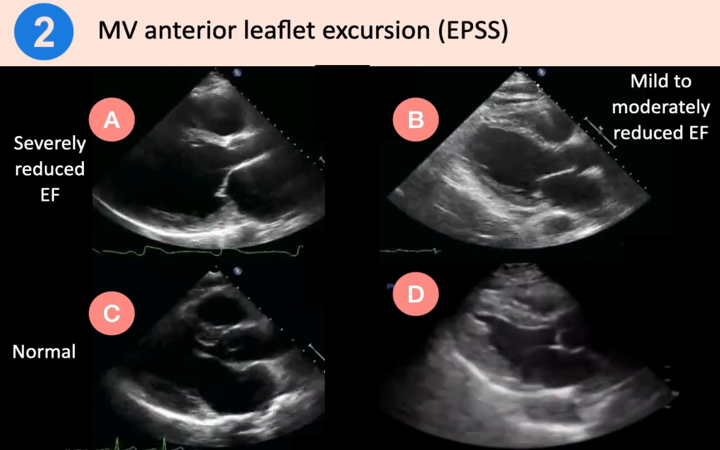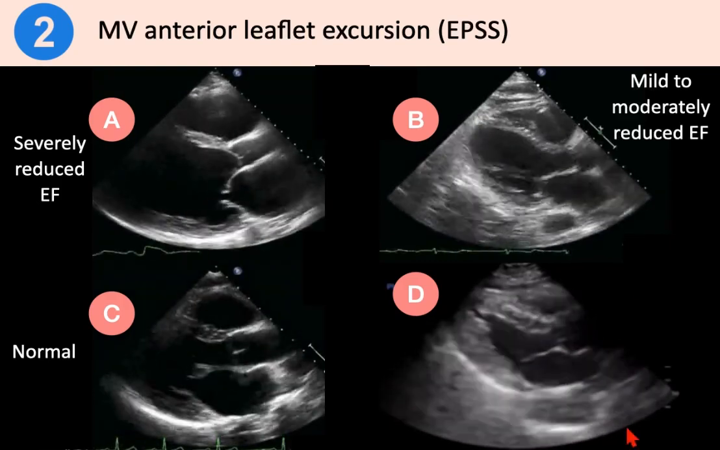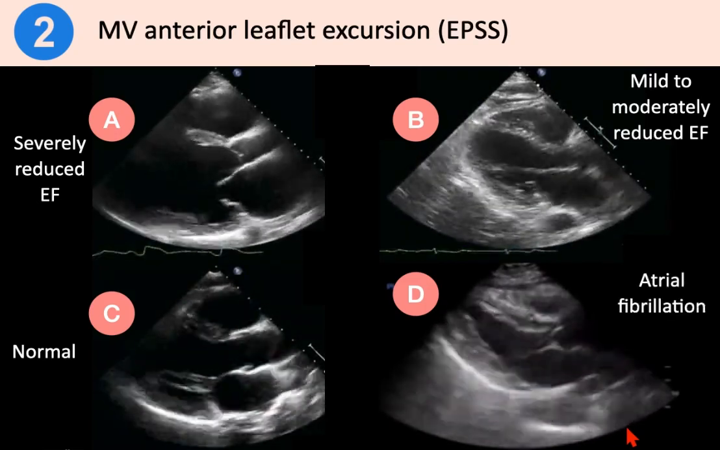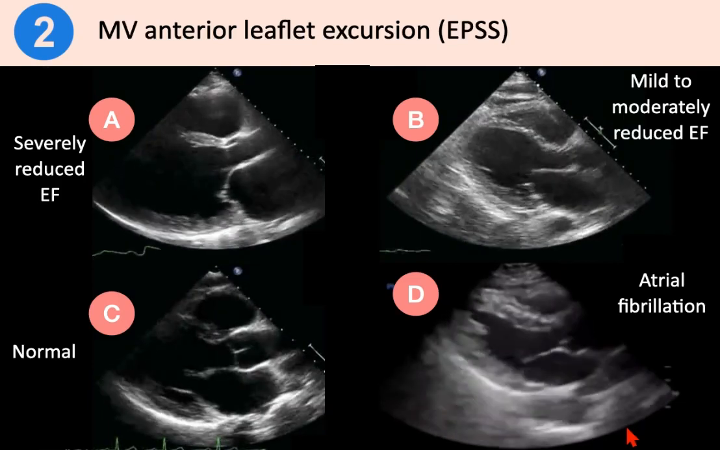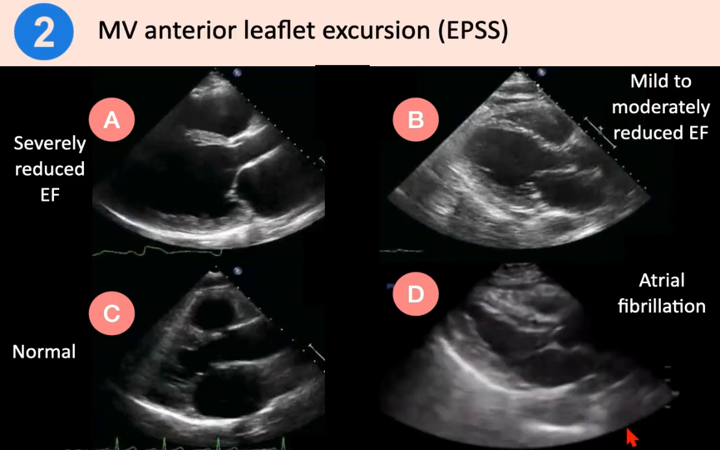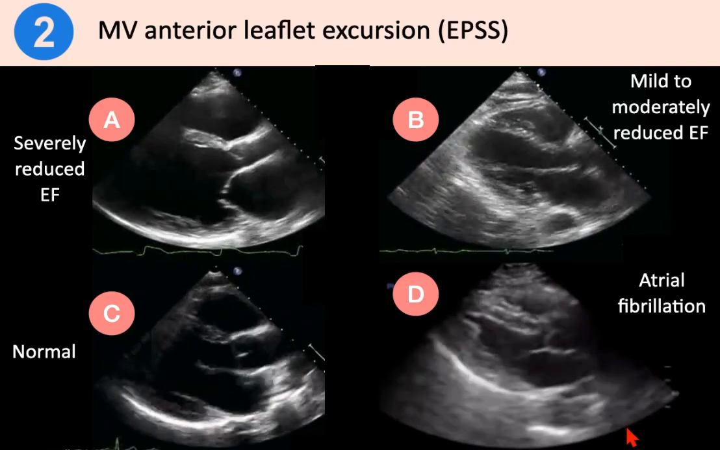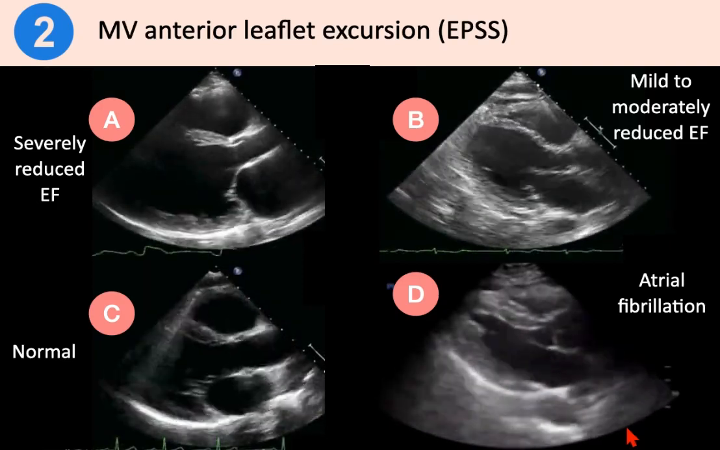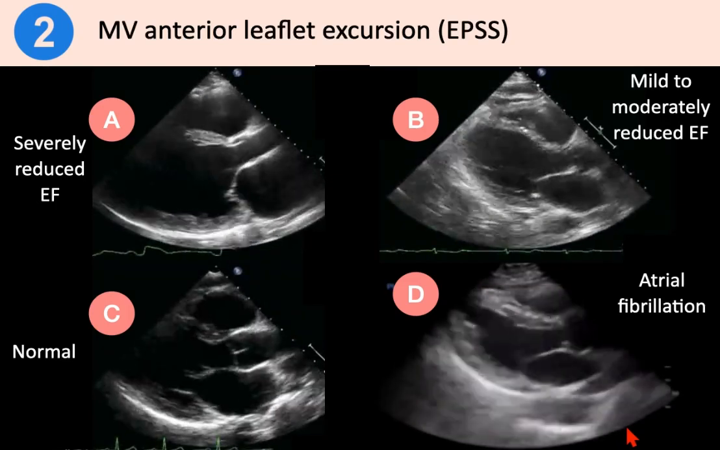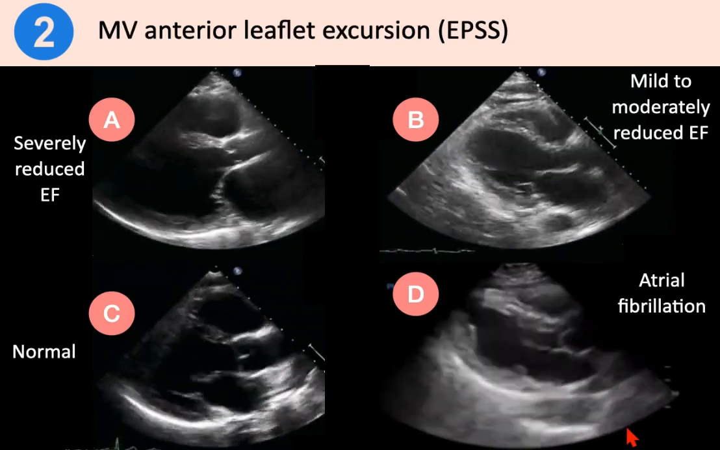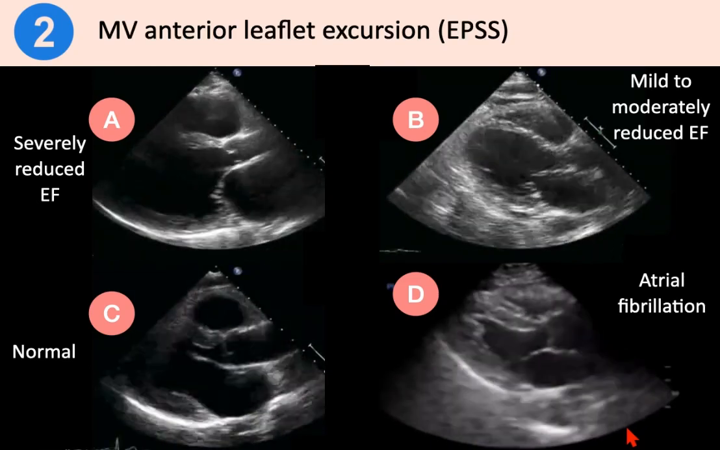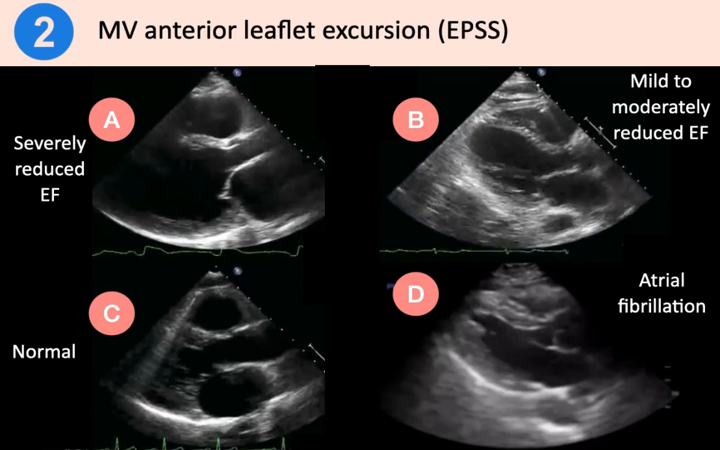Let's take a look at patient D. Patient D demonstrates the limitation of using mitral valve anterior leaflet excursion in our estimation. Patient D has atrial fibrillation. So when you have atrial fibrillation, there is beat-to-beat variability, making it difficult to judge the anterior leaflet excursion. So in this patient, you will have to use other approaches to estimate cardiac contractility. Another limitation of mitral valve anterior leaflet excursion is if there is mitral valve stenosis, which will restrict its opening so that you cannot apply the rule of thumb.